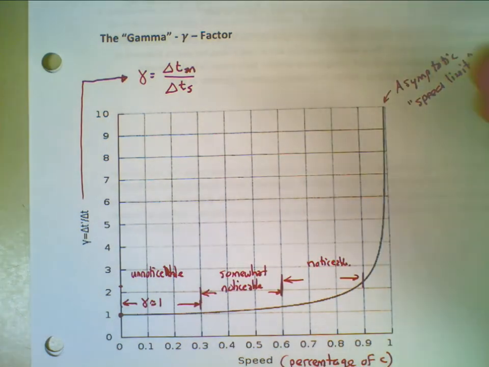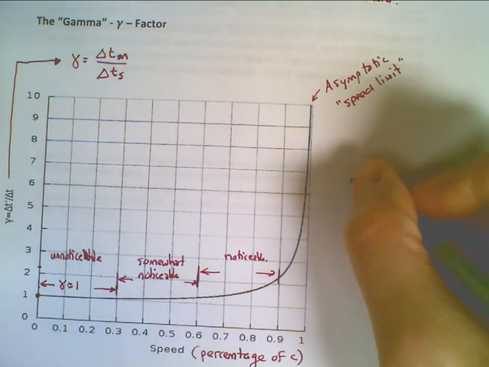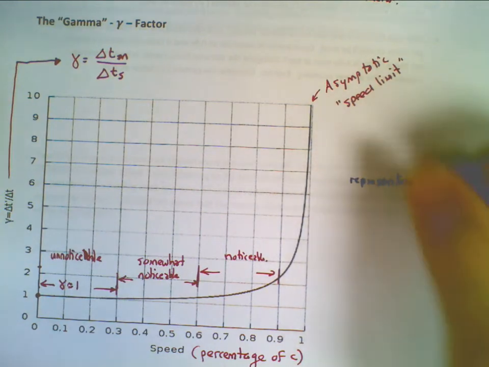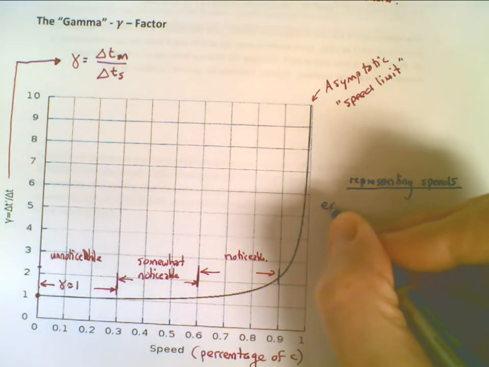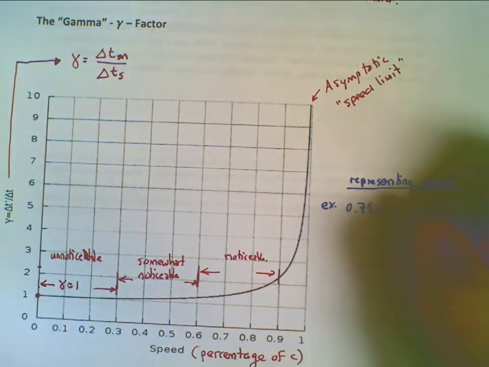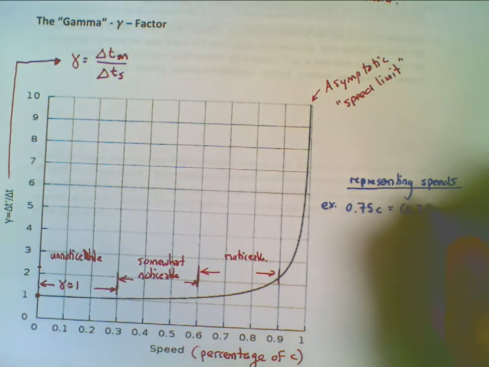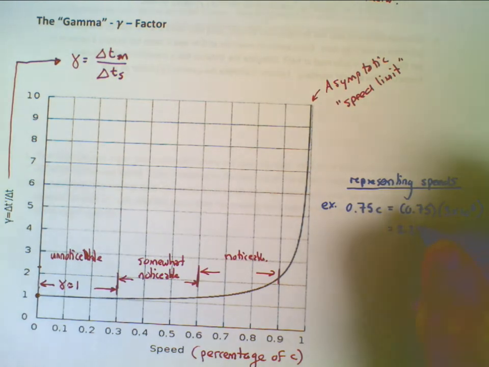So what we're going to see now is representing speeds. I'm just going to show you a little trick here for representing speeds that will be helpful for you. For example, if I say that something is moving at 0.75 c, that's the same thing as saying 0.75 times 3 times 10 to the 8. So if I put that in the calculator, 3 exponent 8 times 0.75 is 2.25 times 10 to the 8 meters per second.